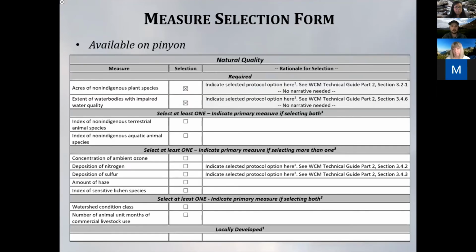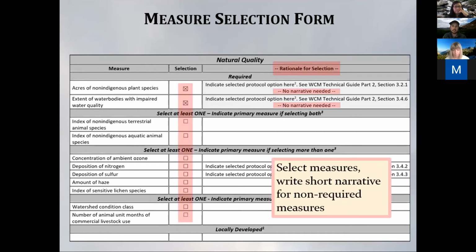So I'm just going to quickly run through what the measure selection form looks like, and the pieces needed to fill it out. So this is available on Pinion. If you're still having a hard time getting on Pinion, email Julie King. But so as you can see, it's basically a bunch of check boxes. You're going to go and check which measures you'd like to select. Then you write a short narrative for the non-required measures. As you can see, the required measures say no narrative needed.